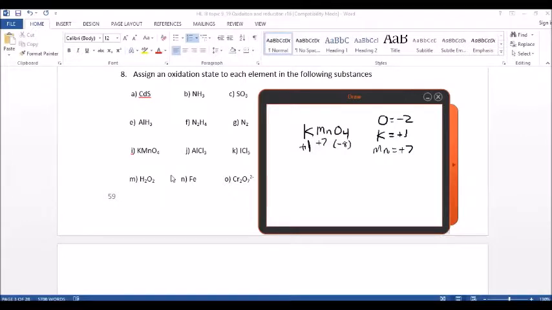One more example real quick. Keep an eye out for elements. Fe, uncharged, there's no ion here, so the oxidation state is 0 for Fe in this case.